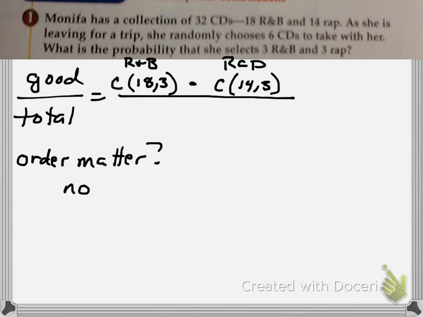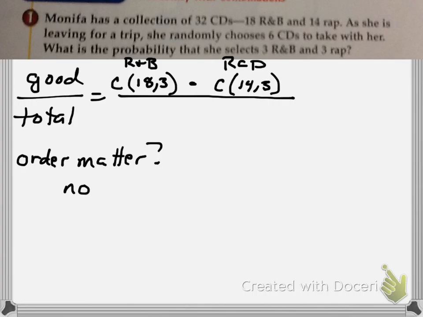You've got 18 R&B CDs there. There's a whole bunch of ways you can pick 3 of them. We just have to figure out that total. I could have asked that question yesterday on your worksheet. You have 18 R&B CDs. How many different ways can you pick 3 of them? That would have been a question yesterday. It would have been a combination. That's just part of the question today.